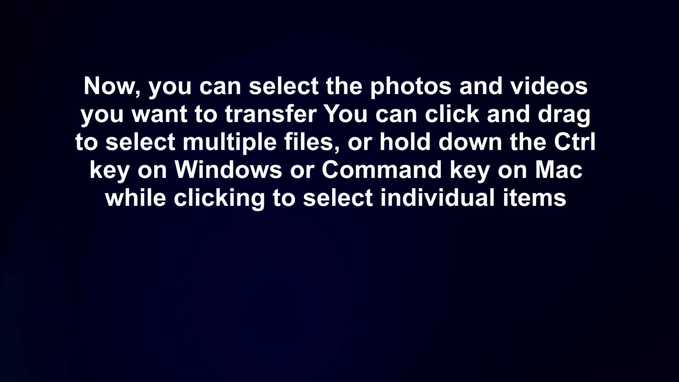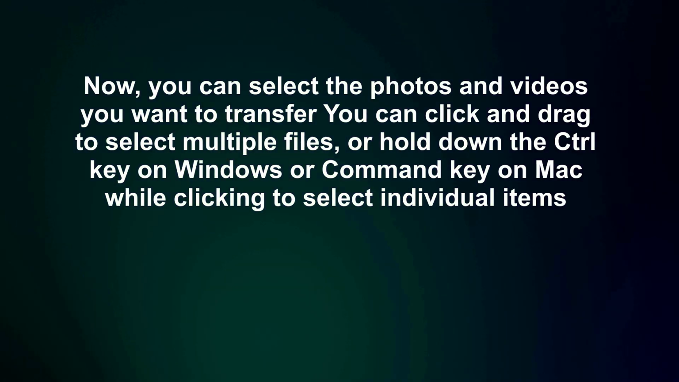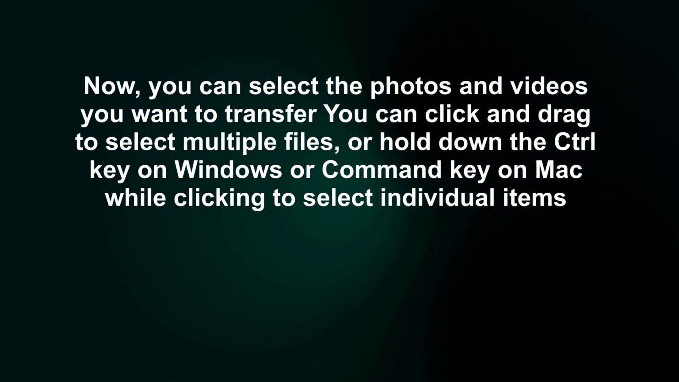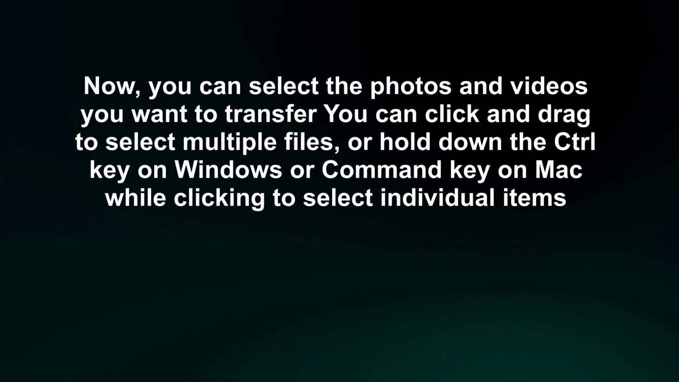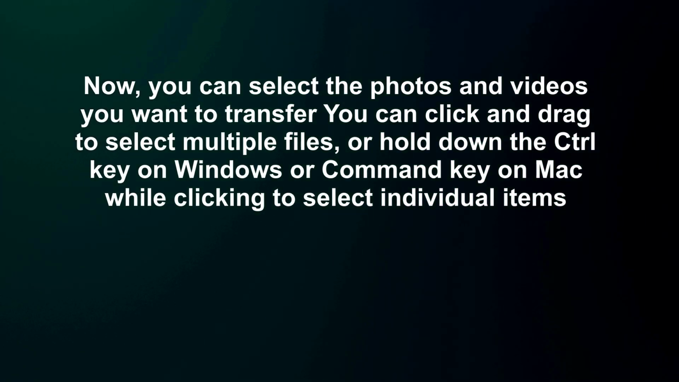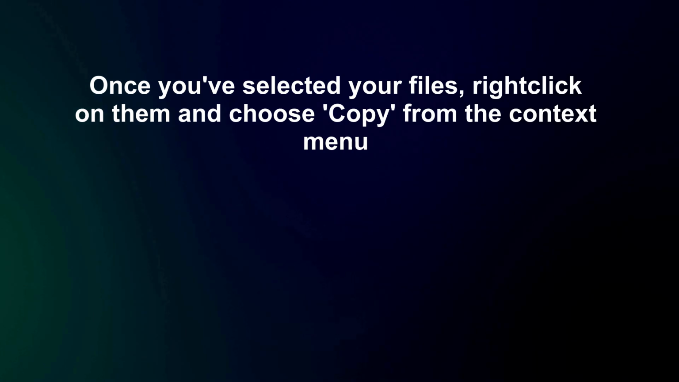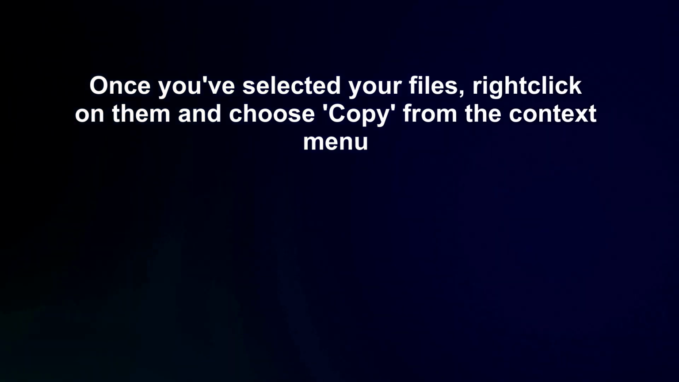Now, you can select the photos and videos you want to transfer. You can click and drag to select multiple files, or hold down the Ctrl key on Windows or Command key on Mac while clicking to select individual items. Once you've selected your files, right-click on them and choose Copy from the context menu.